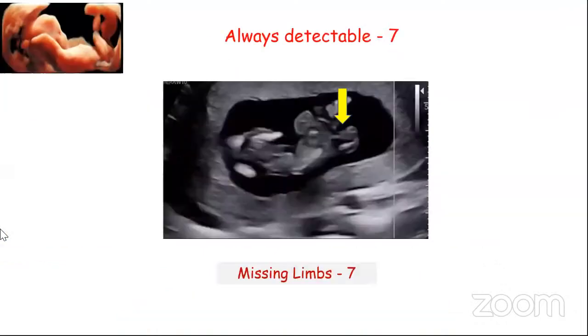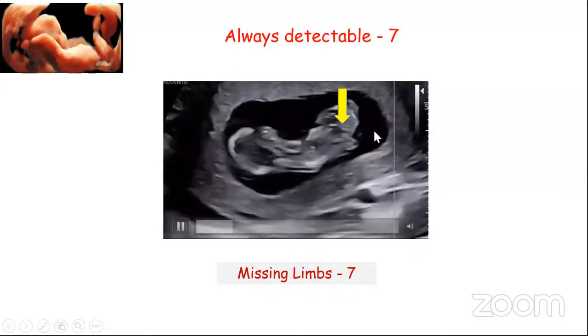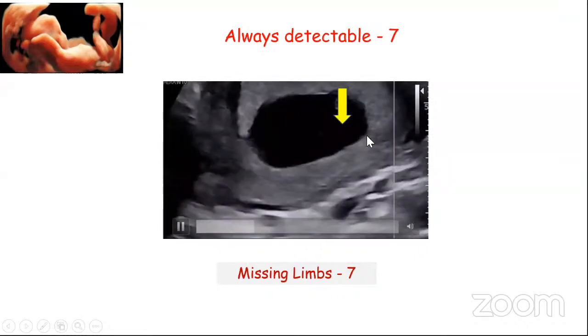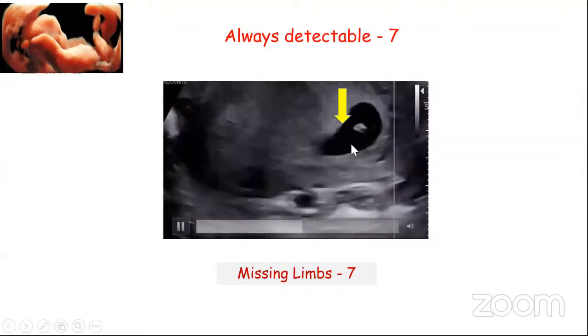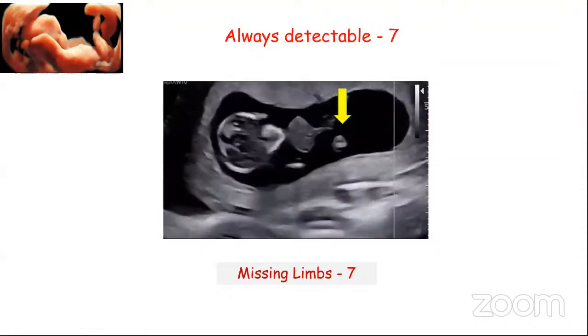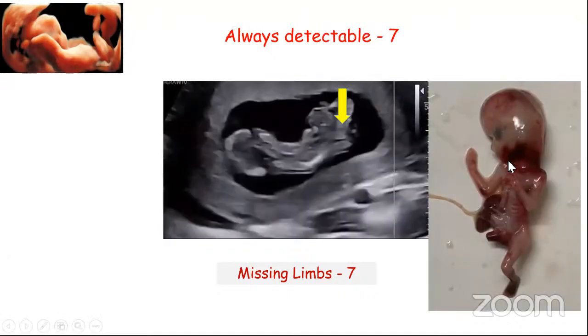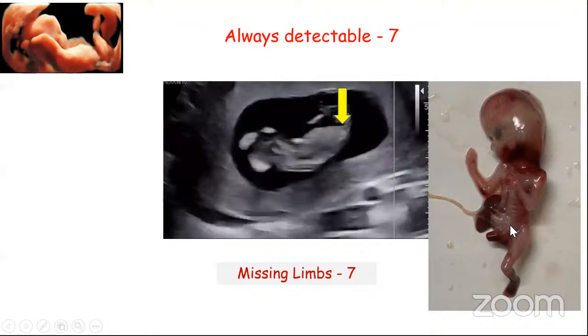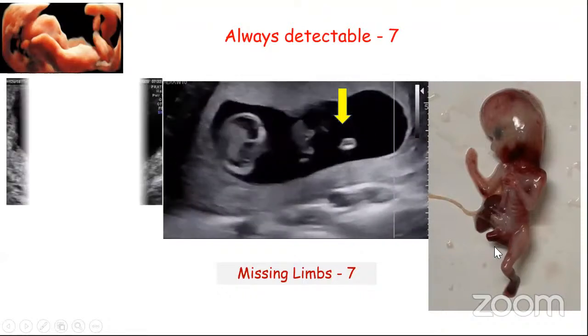Now, this is the same case which had exomphalos, but there was one more finding. We can see here there's one lower limb and all three segments of the lower limb. So the leg is seen. However, with a lot of effort, we couldn't see the other lower limb. And after termination, this is the photograph of the abortus. Here we can see the anterior abdominal wall defect and one lower limb, and the other one was missing. So this is a case of missing limbs.